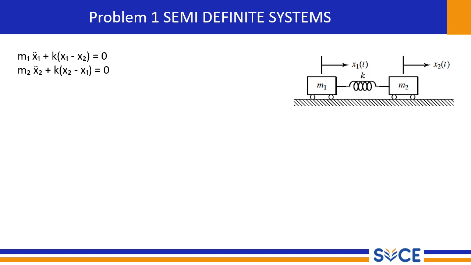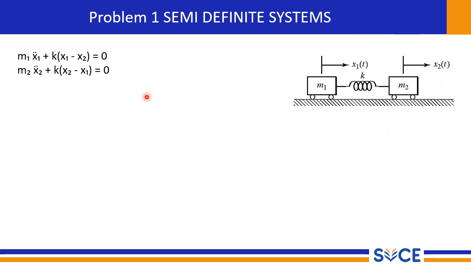As derived from the previous slide, the equations of motion for this semi-definite system are m1 x1 double dot plus k (x1 minus x2) equal to 0, and the second equation is m2 x2 double dot plus k (x2 minus x1) equal to 0. Now we have to find the natural frequency for this semi-definite system.